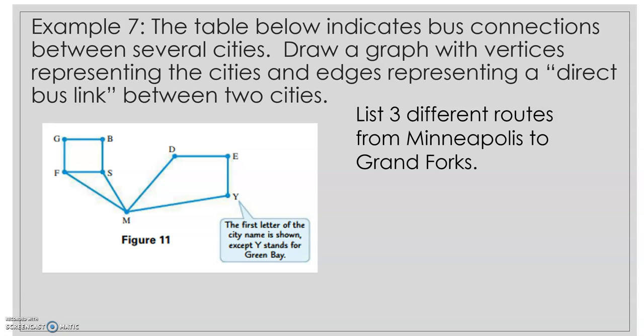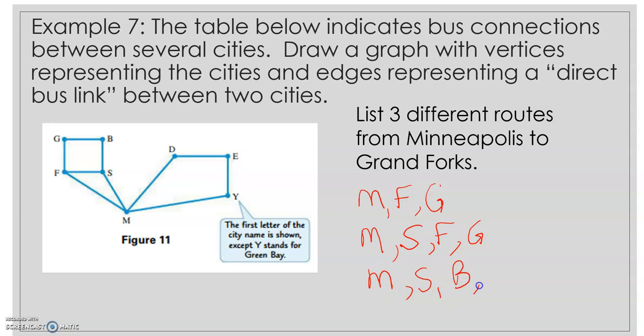We need to list 3 different routes from Minneapolis to Grand Forks. So we can go Minneapolis, Fargo, Grand Forks. We can go Minneapolis, St. Cloud, Fargo, Grand Forks. We can go Minneapolis, St. Cloud, Bemidji, and Grand Forks. If you wanted to take the long route, you could go Minneapolis, Green Bay, Escanaba, Duluth, back to Minneapolis, St. Cloud, Fargo, Grand Forks.